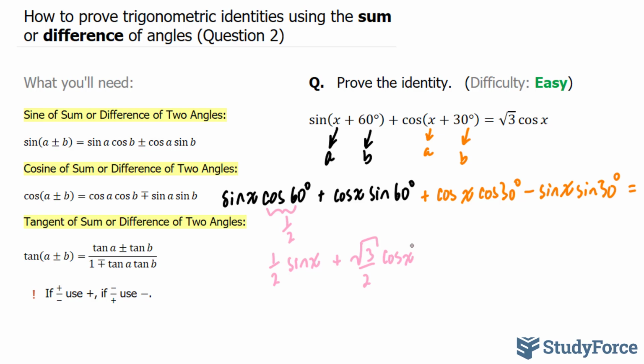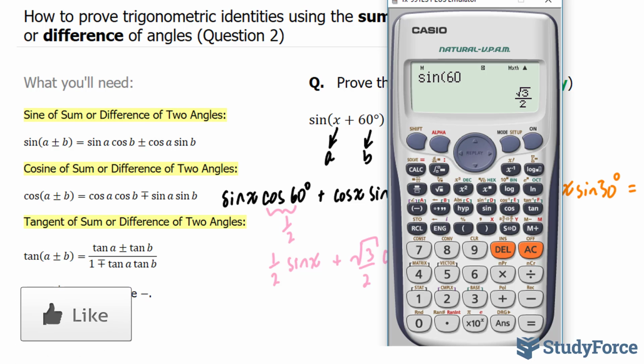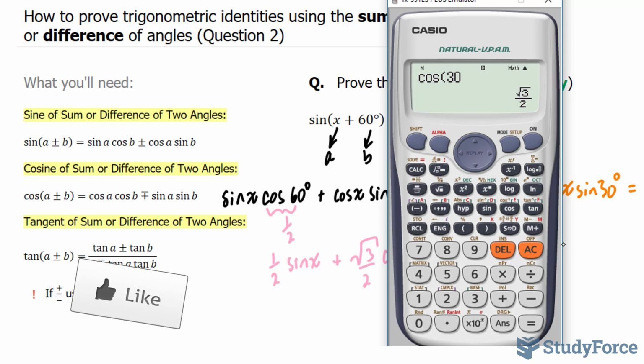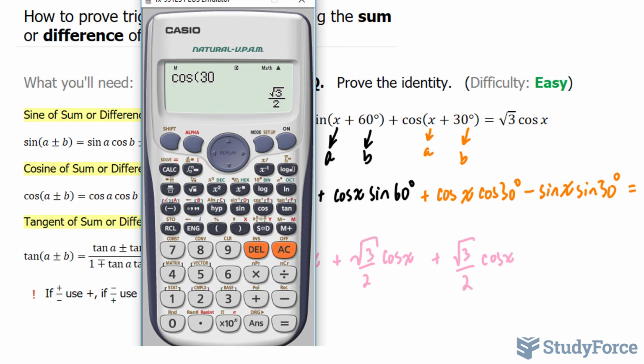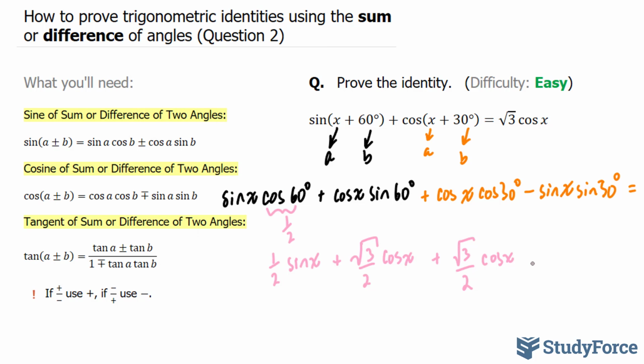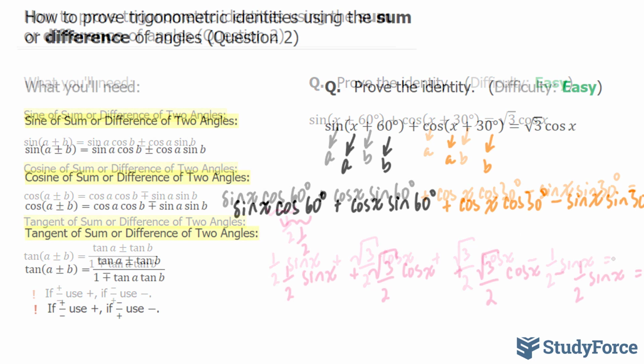And of course, you can use special triangles if you're not allowed to use your calculator for this. Cosine of 30 is the square root of 3 over 2 plus the square root of 3 over 2 cosine x. So eventually these can be combined as well. Furthermore, we have sine at 30 is equal to half. So minus half sine x. So this reduces to half, and that minus is from here, and sine x doesn't change.